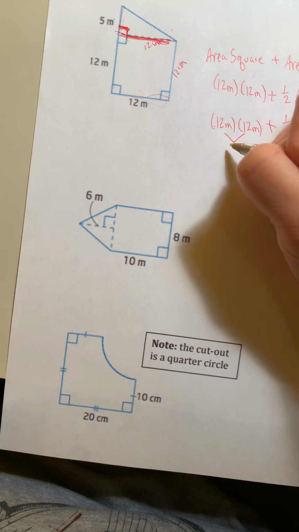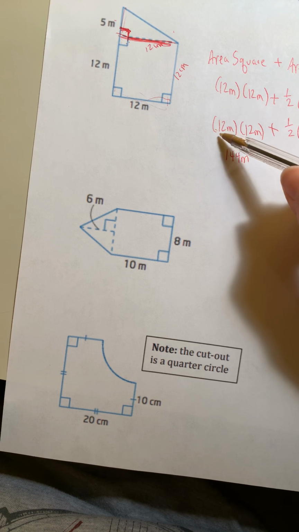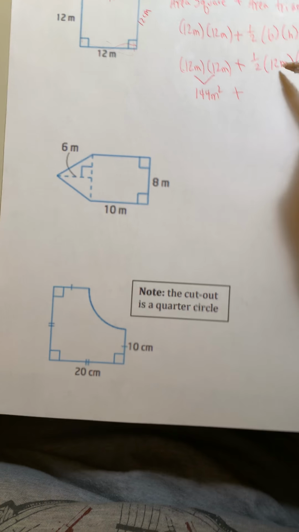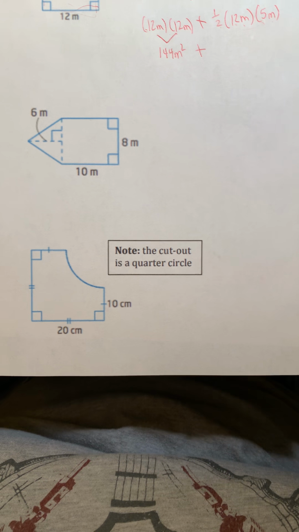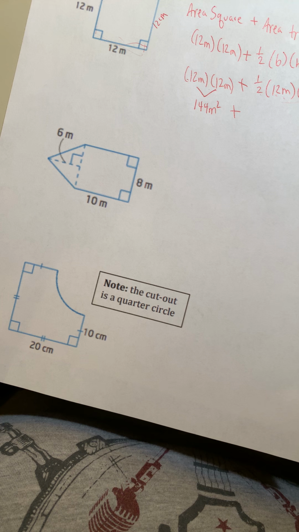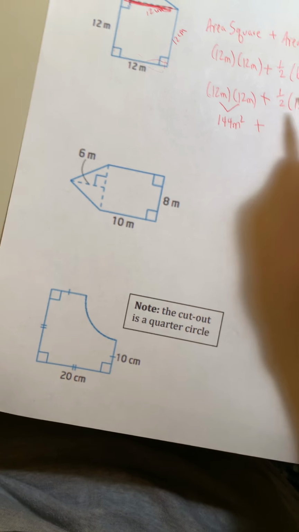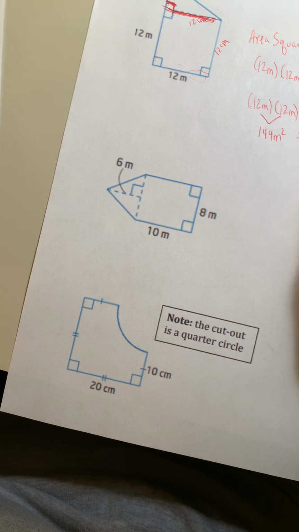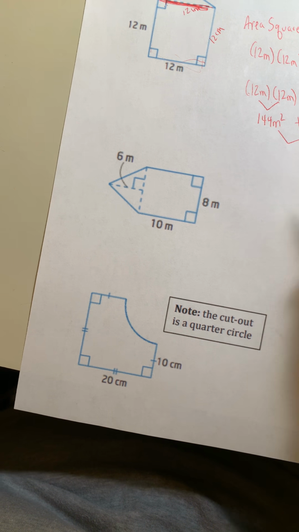12 times 12 is 144 meters squared plus, you can also just do all this out if you want to on your calculator. So now figure out this, 1/2 of 12 times 5. So 12 times 5 and then divided by 2. Or multiply by 0.5, either one. So that should be 30. 12 times 5 is 60. Half of 60 is 30. So 30 meters squared. Then I'm going to add those together.